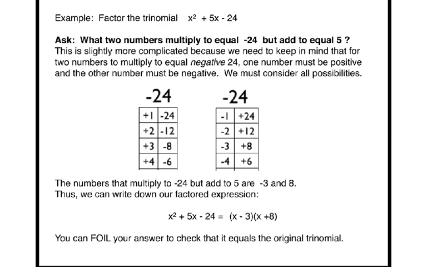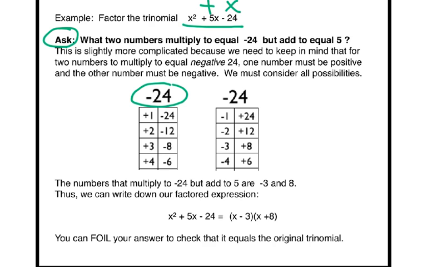Here's another example. Factor the trinomial x squared plus 5x minus 24. As always, ask the question, what two numbers multiply to equal negative 24? And I'll put a little multiplication symbol there to remind me what two numbers multiply to equal negative 24, but add to make 5. Well, this is slightly more complicated because we need to keep in mind that for two numbers to multiply to equal negative 24, one number must be positive and the other number must be negative. We must consider all possibilities.